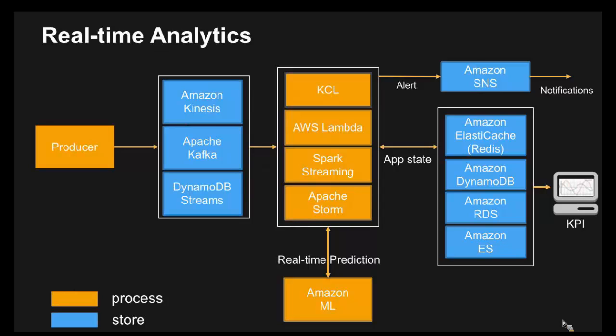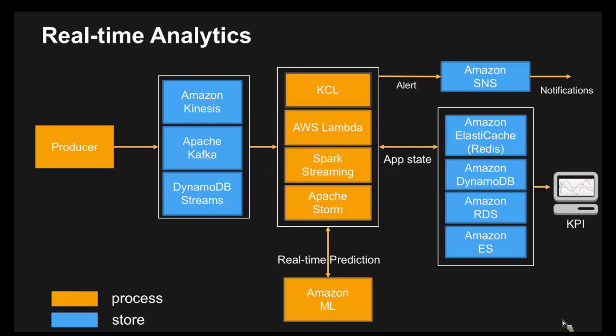And then, once the data goes there, you can either use AWS Lambda, which is a completely managed subsystem, where all you do is write functions to process the data, or you can use KCL, the Kinesis Client Library, if your computations can't run within 5 minutes, for example.